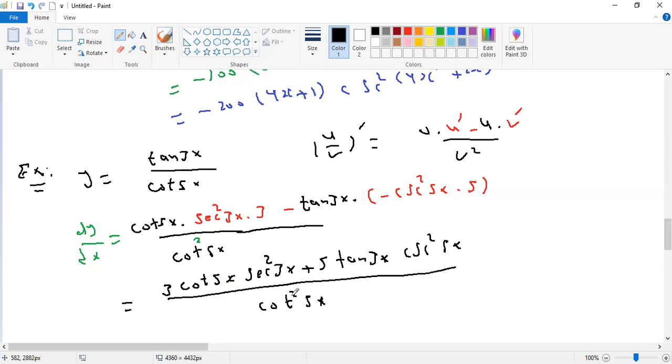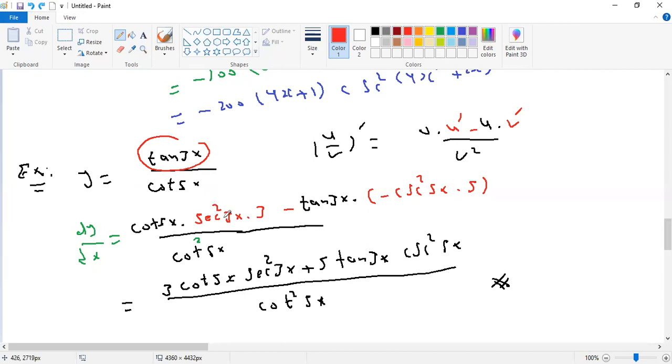It can be simplified, but this is it. Again, tan u is the numerator and cotan u is the denominator. This one is the numerator, and this one is the denominator. So the rule is denominator squared, denominator multiplied by the derivative of the numerator.